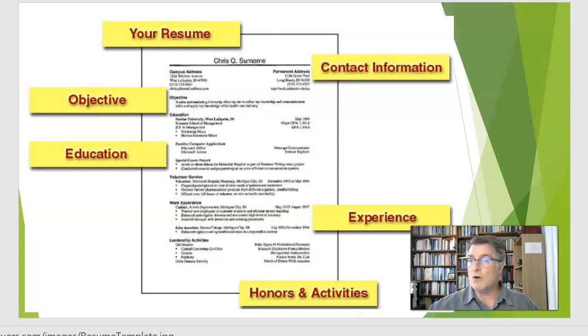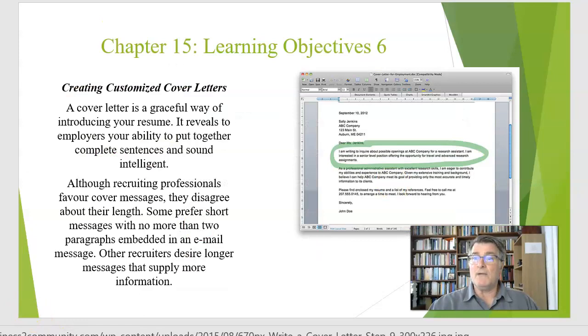Then finally, any kind of honors, activities, certificates, specialized things that you've done, you can put those at the very bottom under honors and or activities. So that's really what it should look like. Okay, now I talked a little bit about the resume. Now we're going to talk a little bit more about the cover letter, at least in these slides.